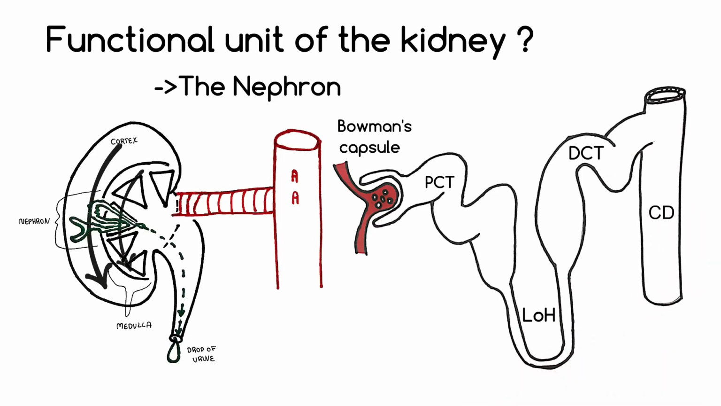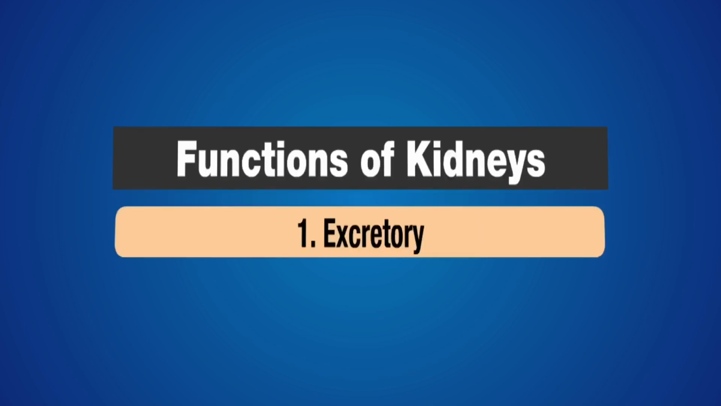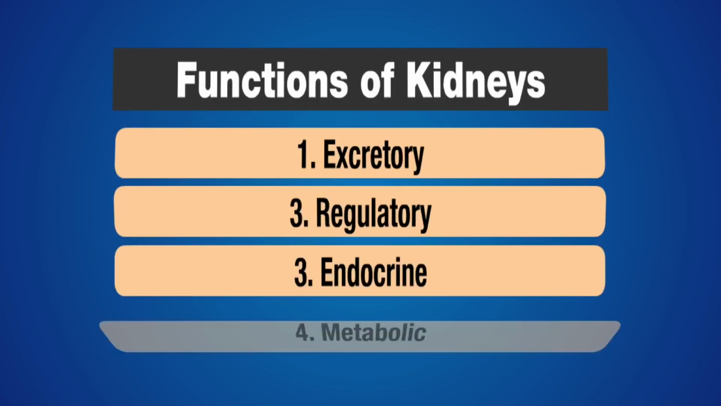Now, to begin with the functions, it's always better to divide them into 4 main categories, and that includes the excretory, regulatory, endocrine, and metabolic functions of the kidneys. So we'll go ahead and start with the excretory functions.